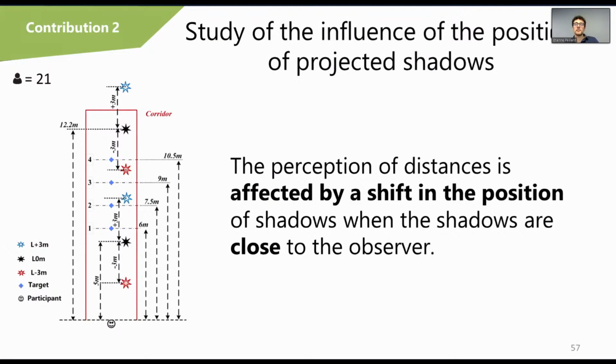Our second experiment studied the effect of the position of the shadows. We had 3 shadows conditions, one coherent with the position of the lights, and 2 other conditions with shifted light. We found that the perception of distances was mostly unaffected by the modification of the light position, except when the object and the shadows were close to the observer.